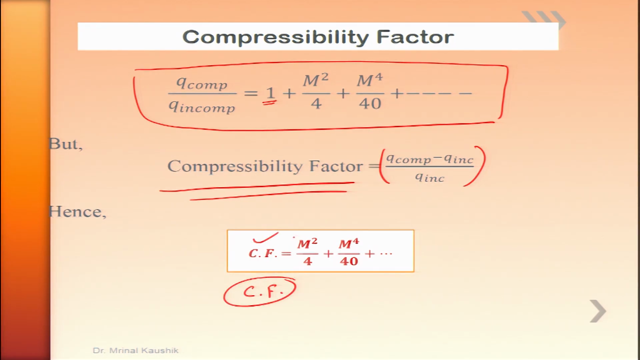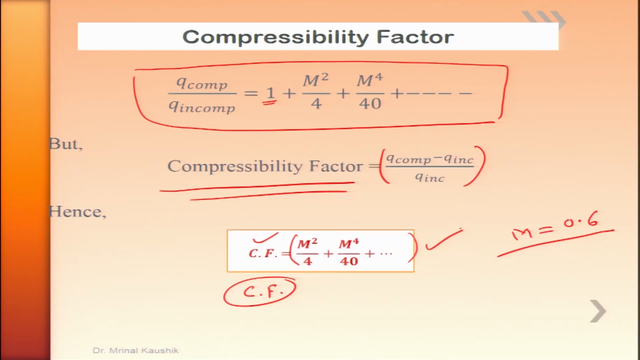This gives you M square by 4 plus M to the power 4 by 40, and you can consider a Mach number as low as 0.4 or let us say 0.6, and you will be surprised to see the error incorporated in such an analysis is more than 25 to 30%. Therefore, a compressible flow situation can never be assumed for design purposes as incompressible. This is checked by the compressibility factor, which you are always going to calculate using this expression. Please keep that in mind.